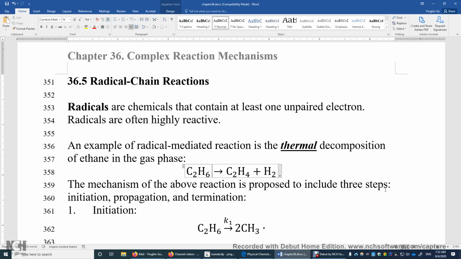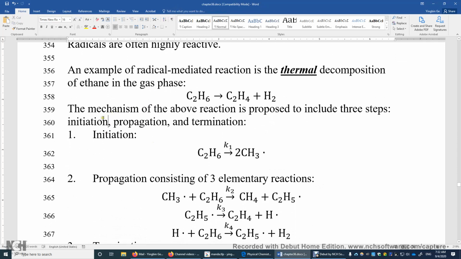Now let me give you an example of radical chain reactions. This is a thermal decomposition of ethane in the gas phase. This ethane is decomposed into ethylene and molecular hydrogen. Now let's look at the mechanism. The mechanism includes three steps: initiation, propagation, and termination.